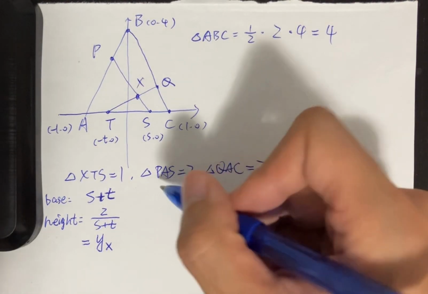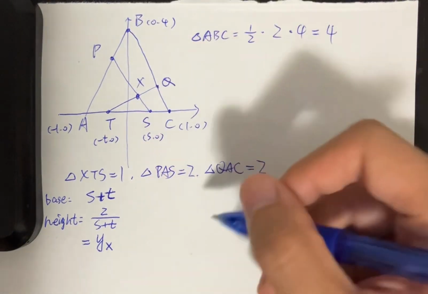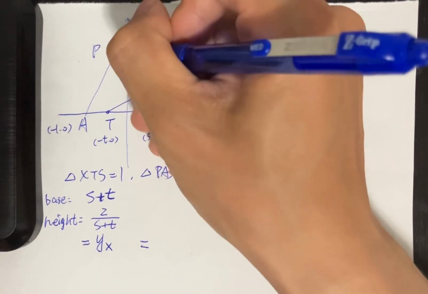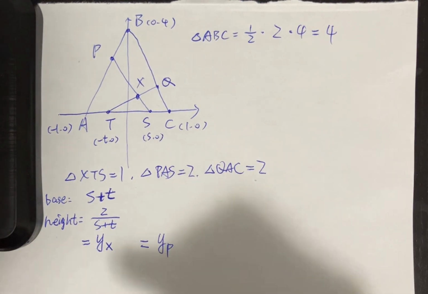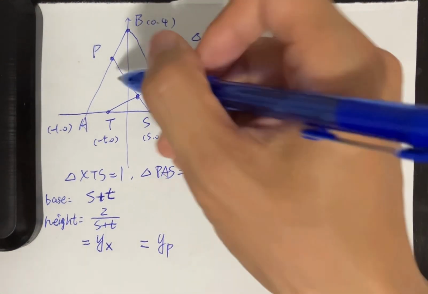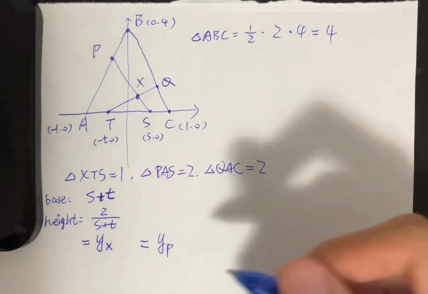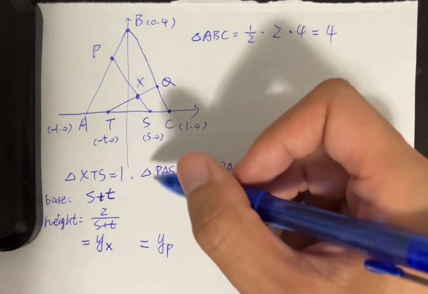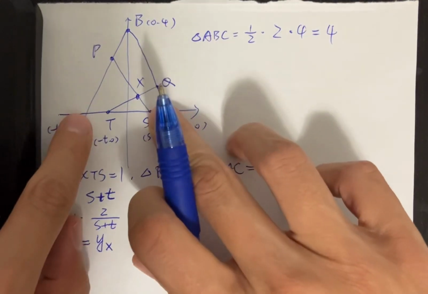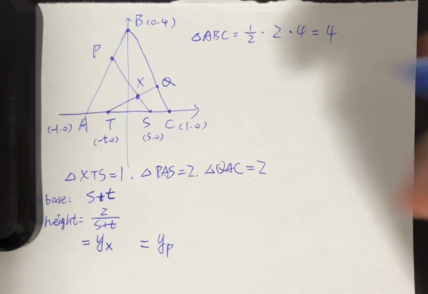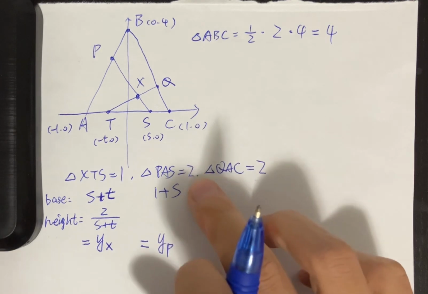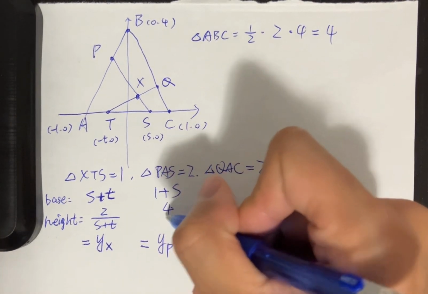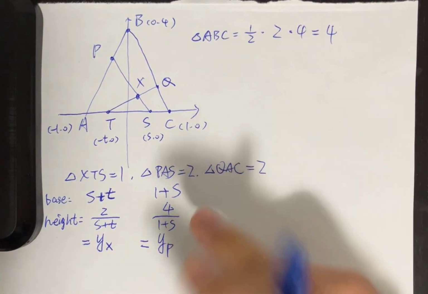Now move on to this triangle. Of course, we are looking for y_P, the y-coordinate, the height of P, which is also the height of this triangle. Let's start from the base. The base would be the length of AS. It is 1 plus S, and since the total area is 2, it's 4 over 1 plus S, which is y_P.